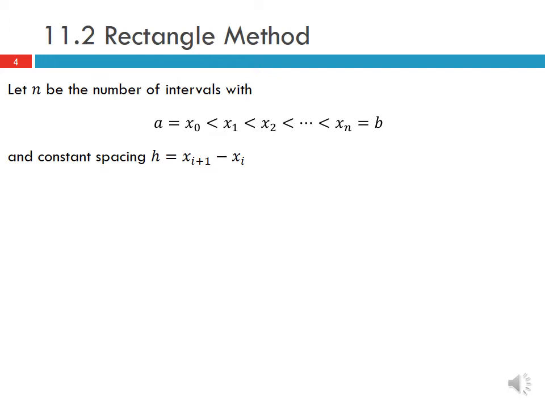So let n be the number of intervals going from a to b. So a is equal to x0, and then up to xn, which is equal to b, with a constant spacing h, which is equal to xi plus 1 minus xi.